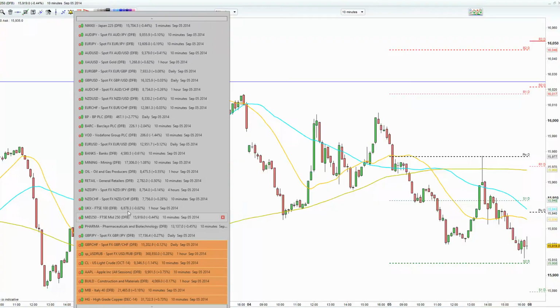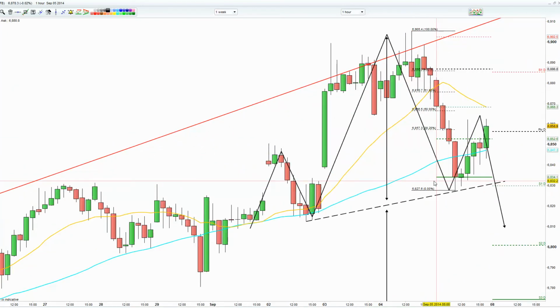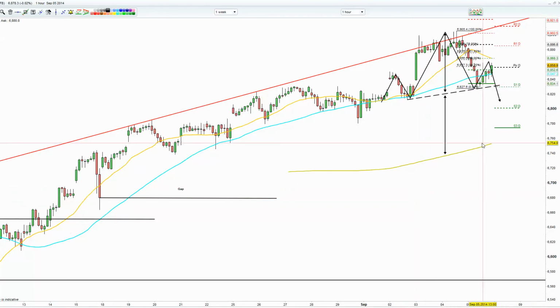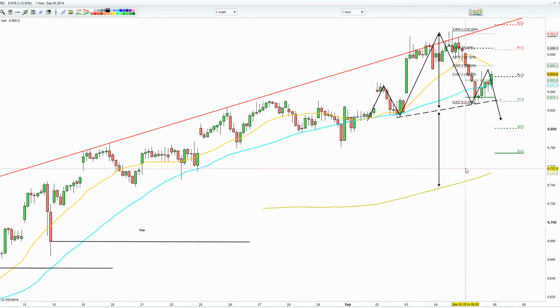Okie dokie, FTSE 100. Here we go. FTSE 100, a 60-minute chart. Basically, you're looking at an H&S formation. That's basically what we're looking at, and that coincides with the Nasdaq H&S formation. So therefore, down we go. So you're looking at around the 750 region or lower going into next week.